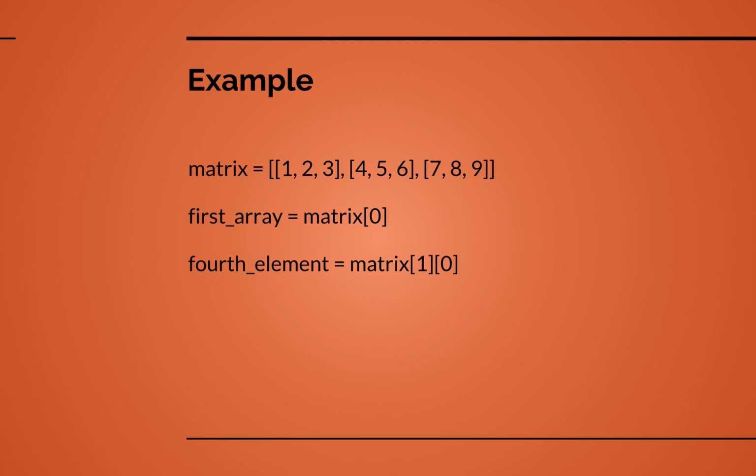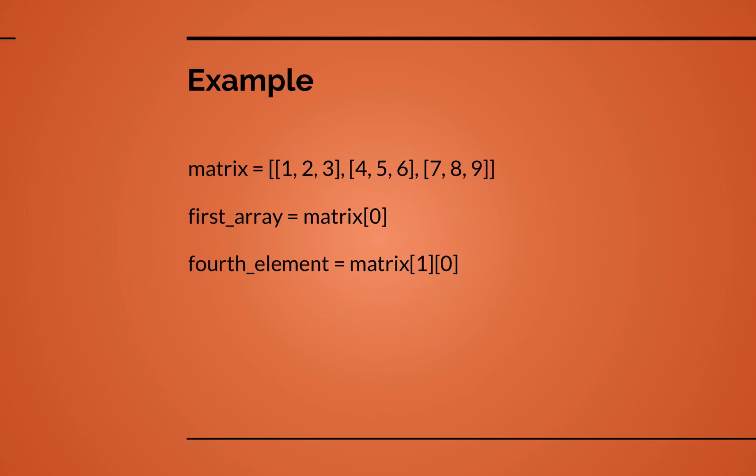So if we want the very first array or the very first list, then we can basically just get our matrix at index 0. That's going to return us the entire first list there. So that's going to be that list of 1, 2, 3. Similarly, if we wanted to access the second list, that would be matrix of 1, that would be 4, 5, 6. Matrix of 2 would be 7, 8, and 9.